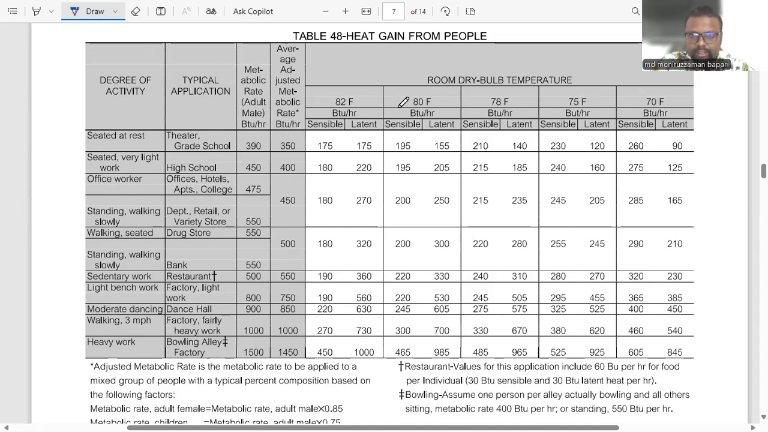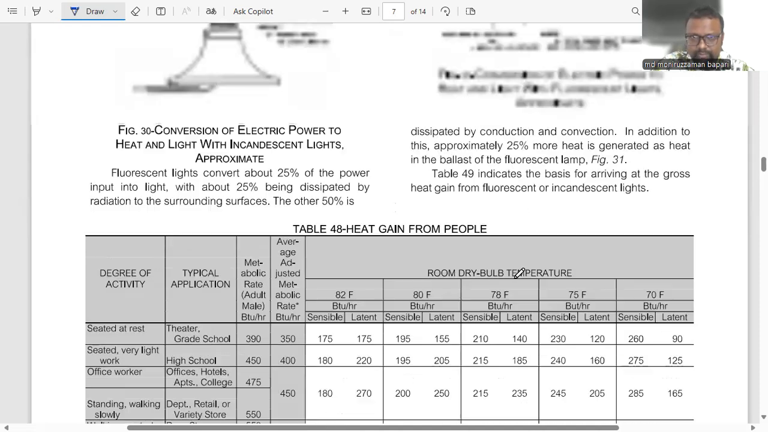Okay. And then we need to know the room dry bulb temperature inside, so we know the amount of sensible and latent heat. Total heat will be the same actually. For instance, if the temperature is 70°F, for each person you're going to get 605 BTU of sensible heat and 845 BTU of latent heat. In this particular segment, we are considering only sensible heat, 605.